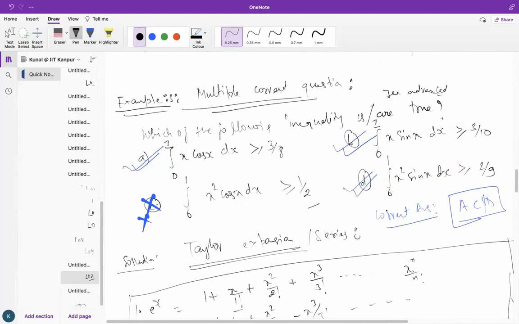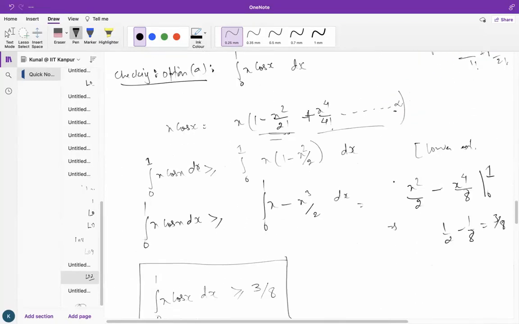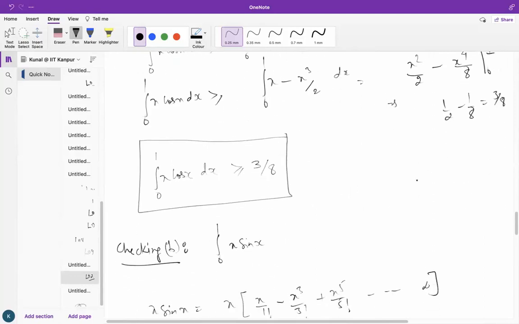Now, what was to be done in this problem? In this problem we had to look step wise, meaning we had to check all the options one by one. If this is correct or this is correct or this is correct, so we are using the Taylor expansion here, and we use the Taylor expansion.